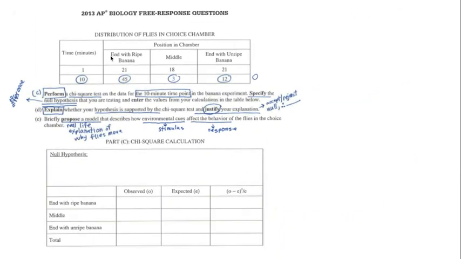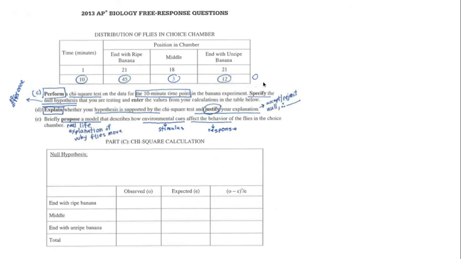So here's what we have. At minute 1, there were 21 flies in the ripe banana end, 18 in the middle, and 21 in the unripe. After 10 minutes, this increased to 45. This is down to 3, and then there's 21 hanging out with the unripe banana. So for part C, you're going to perform the chi-square analysis for the 10-minute time point. That's why I've circled these, okay?